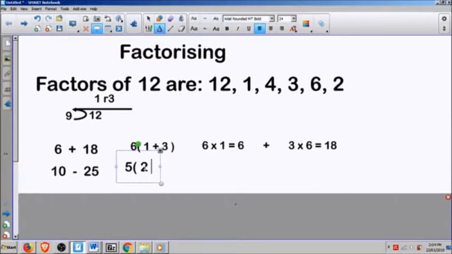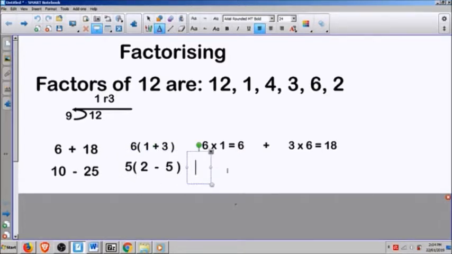Now this time it's a takeaway, so we're going to put the minus sign in there. And then, how many 5s are in 25? 5, 10, 15, 20, 25. It's 5. So you're going to put the 5 in the bracket there. So to get your answer, you've got 5, bracket 2, minus 5, bracket. Now let's just double check again. We're going to expand it.